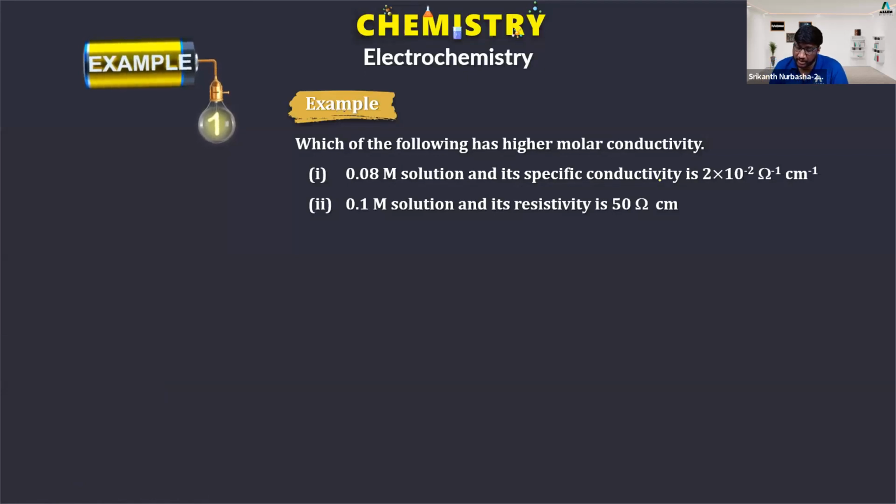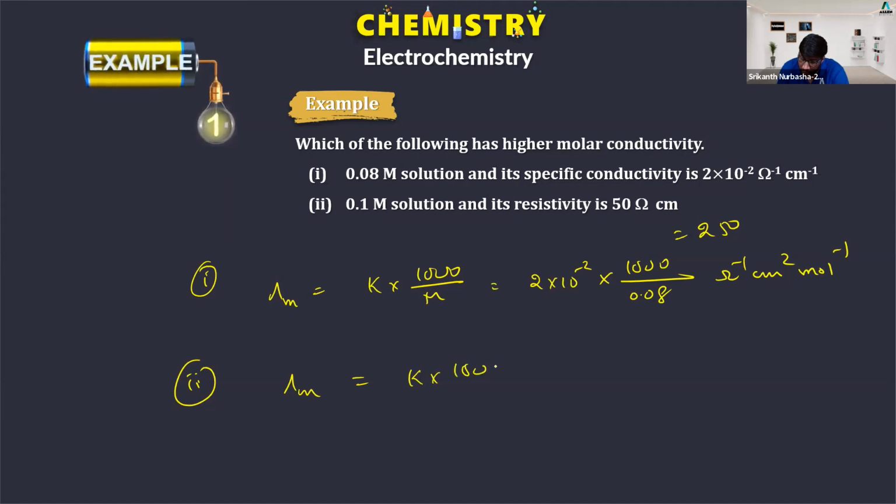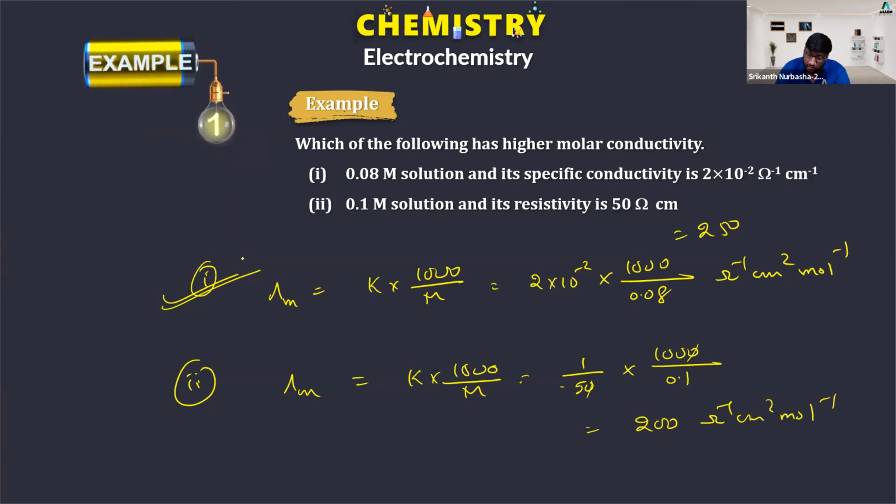Look at the K value. Specific conductivity is given in ohm inverse centimeter inverse, resistivity is given in ohm centimeter. If you go with molar conductance, it is K into 1000 by molarity. For the first one, 2 into 10 power minus 2 into 1000 by molarity gives 250 ohm inverse centimeter square mole inverse. What is the second one? Molar conductance is equal to K into 1000 by molarity. K is 1 by 50, into 1000 divided by molarity 0.1, gives 200 ohm inverse centimeter square mole inverse. So which one is highest? First one. Which of the following has highest molar conductivity means first solution.